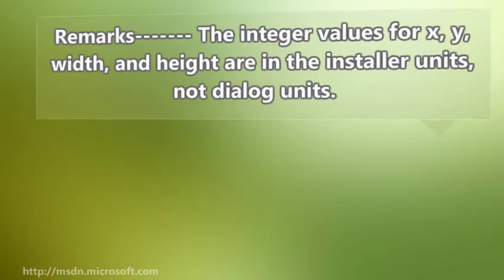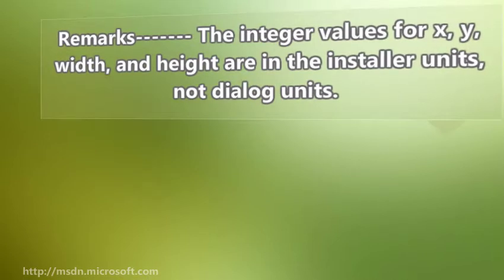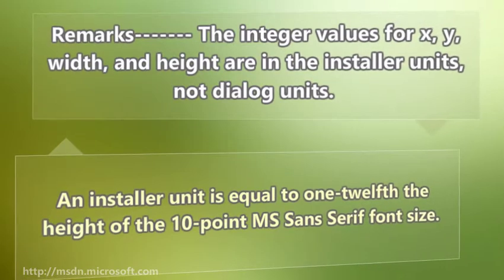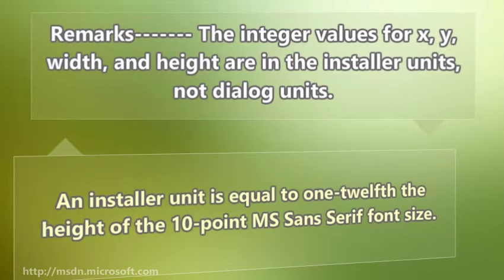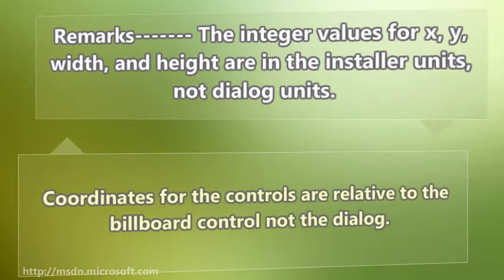Remarks: the integer values for X, Y, Width, and Height are in installer units, not dialog units. An installer unit is equal to 1/12 the height of the 10-point MS Sans Serif font size. Coordinates for the controls are relative to the billboard control, not the dialog.